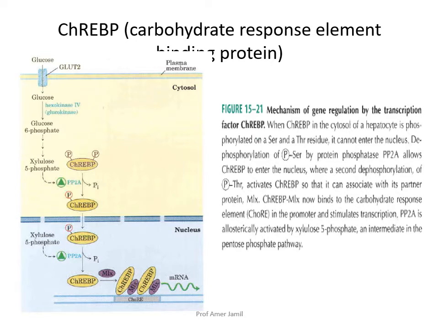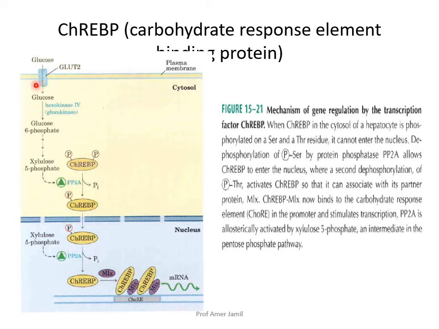Carbohydrate response element binding protein is a transcription factor, and as long as it is fully phosphorylated, it cannot cross the nuclear membrane. So because it cannot cross the nuclear membrane, the transcription attached to this transcription factor cannot take place. So how is it activated? It is activated with the help of glucose, which binds to specific transport proteins, glucose transporters.